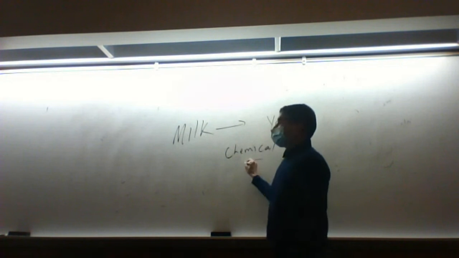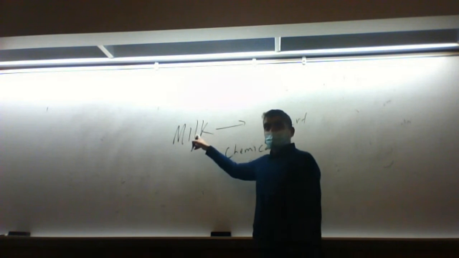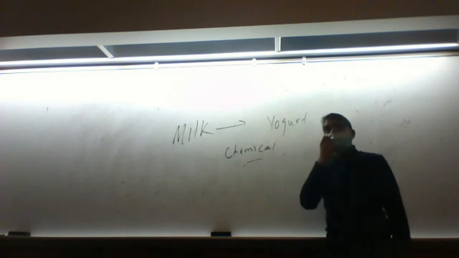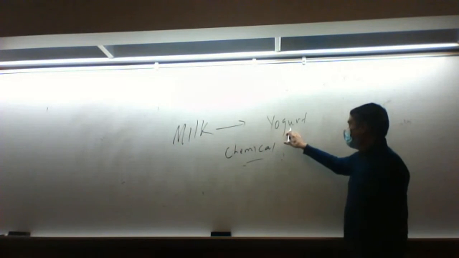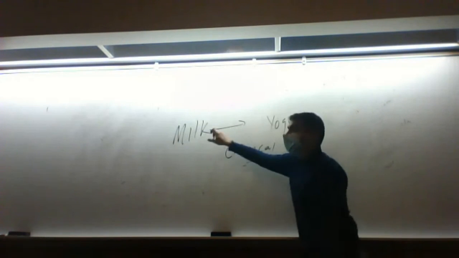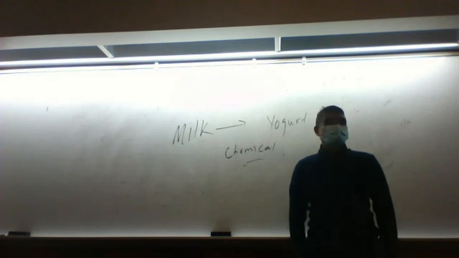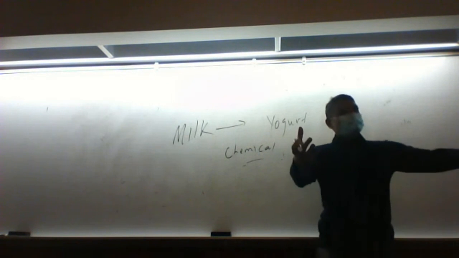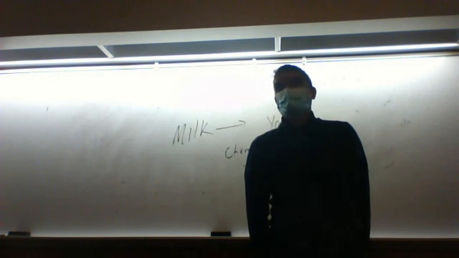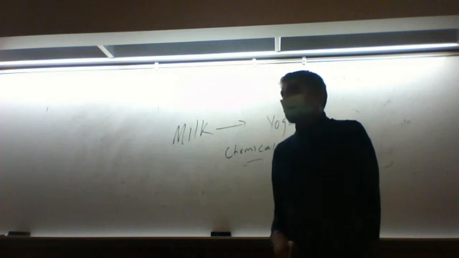Chemical change: a completely new form is formed from one form. You convert it, and a completely new kind of material is formed, and you cannot change this back. This kind of change is called chemical change. Milk can be converted to yogurt, but yogurt cannot be converted to milk, right? So this is a chemical change.